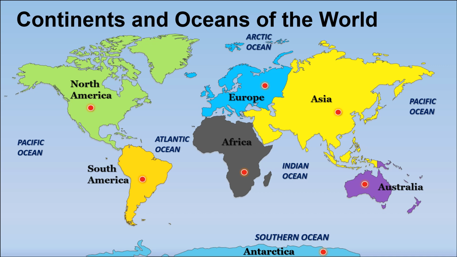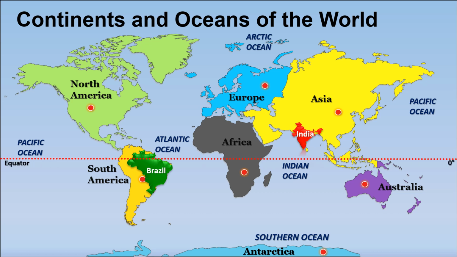Now in the third question, they've asked us to show Brazil and India and color them. So we've done that. Now they've asked us to show the equator with its degree. So this is the equator with 0 degree.